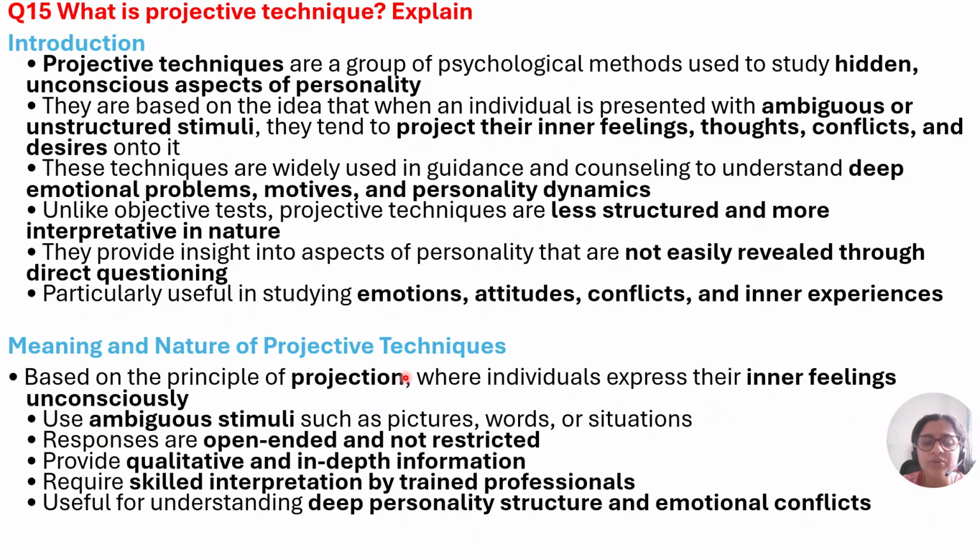There is the use of ambiguous stimuli like pictures, words, or situations. Responses are open-ended and not restricted. They provide qualitative and in-depth information. They require skilled interpretation and it can only be done by trained professionals. They're useful in understanding deep personality structures and deep emotional connections.